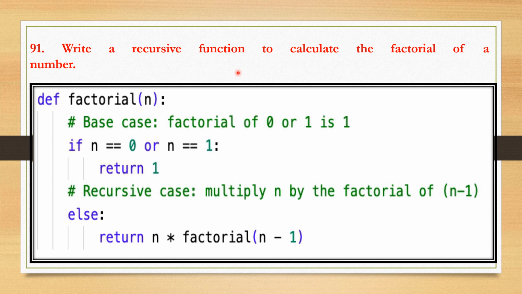In the recursive case, the function multiplies n by the factorial of n minus 1. This step will recursively call the factorial with a smaller value of n until it reaches the base case, and the function returns the calculated factorial value.